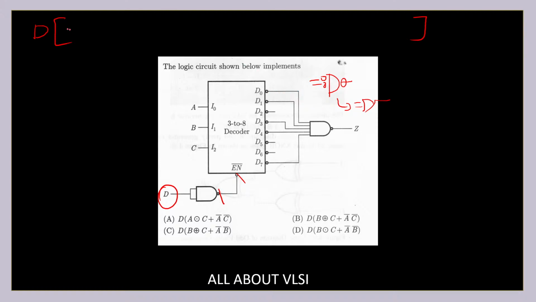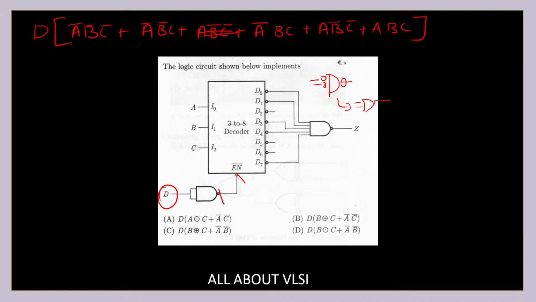So I'm going to add the minterms. D0 is nothing but A bar, B bar, C bar, plus D1 is nothing but A bar, B bar, C, plus D3 is nothing but A bar, B, C, plus D4 is A, B bar, C bar, plus D7 is ABC. So if I solve this, I'm going to get my solution. Is there any common terms? I need to look for the common terms.